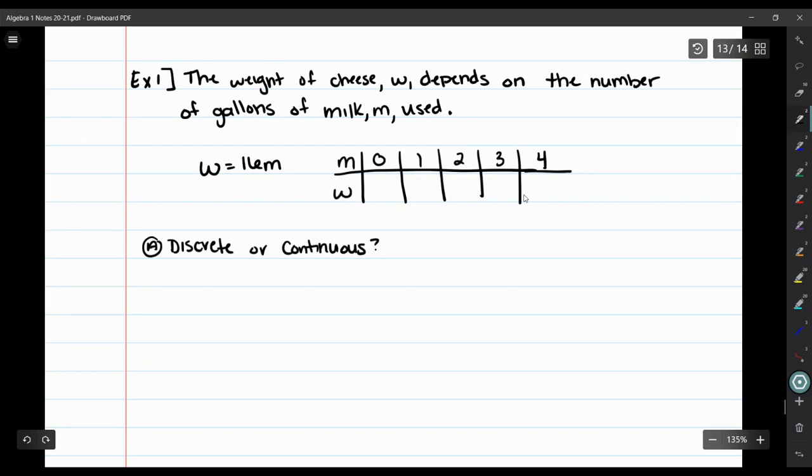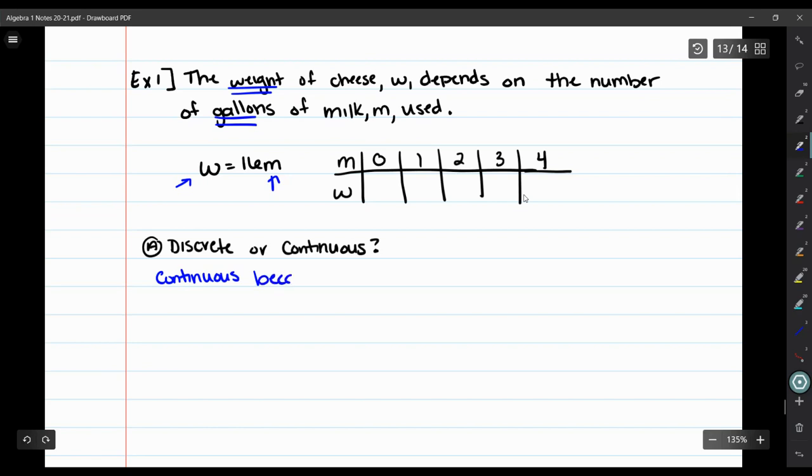And why? Okay, so let's see what we have. So we are working with weight and we're working with milk. Gallons of milk and weight of something like an ounce. It didn't specify for this one. Those are both things that are measured. So since both weight and gallons are measured, both of these can have any decimals, any fractions, any whole numbers, any values they want. That makes this continuous.